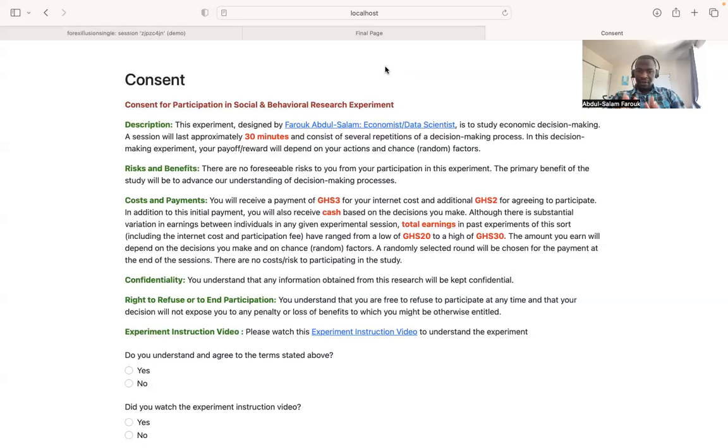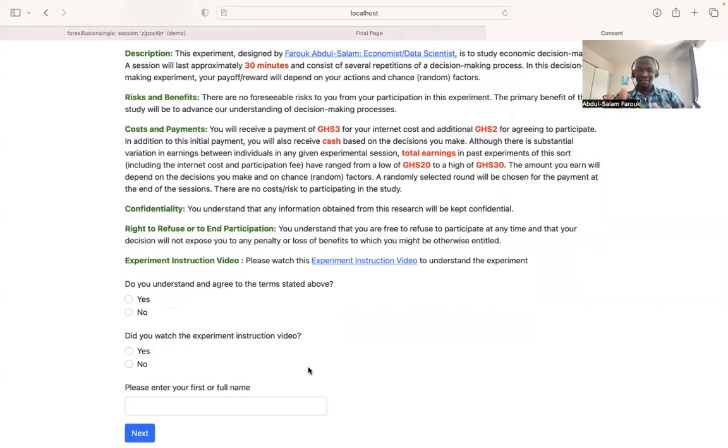The right to refuse to participate in the experiment. You have the right to say, hey, I'm not interested in this experiment anymore, and just walk away. Please understand this. You do have the right. And if you haven't watched the video, please watch it before participating in this experiment. Now, if you happen to understand the terms and conditions applied here, kindly click yes. And if you have watched the video before participating, you can equally click yes as well.